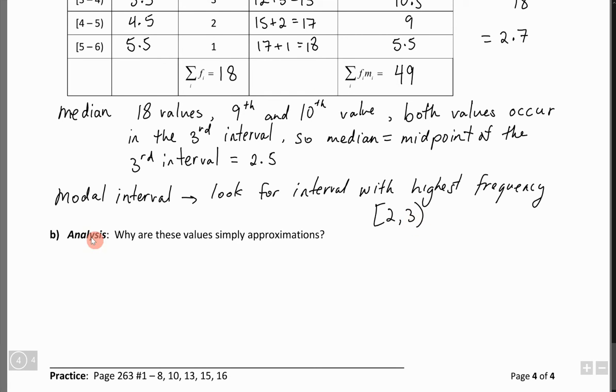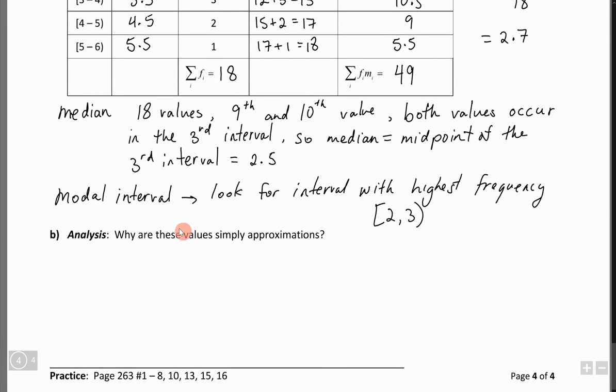Okay. So the last bit here, analysis. Why are these values simply approximations? Well, they're approximations because we don't know specifically where within the interval we find a data point, right? We don't know what the child said specifically. They just put them in the interval. So we just have to assume the use of the midpoint.